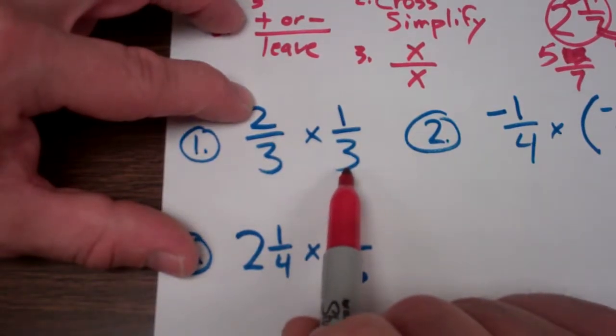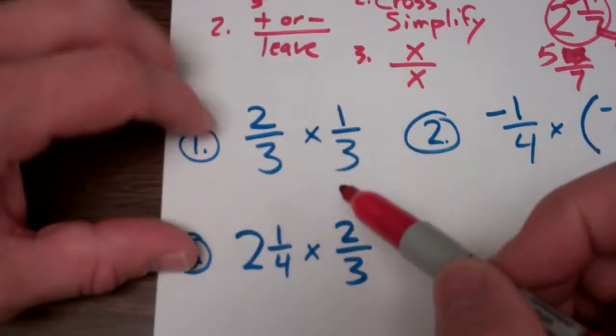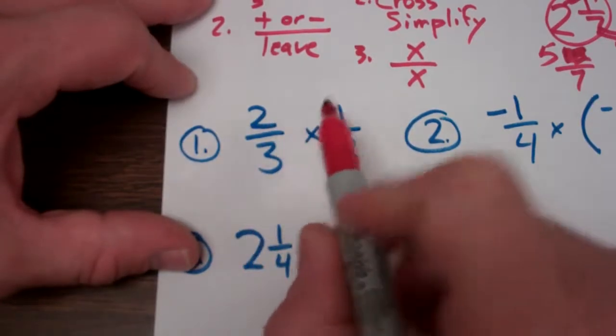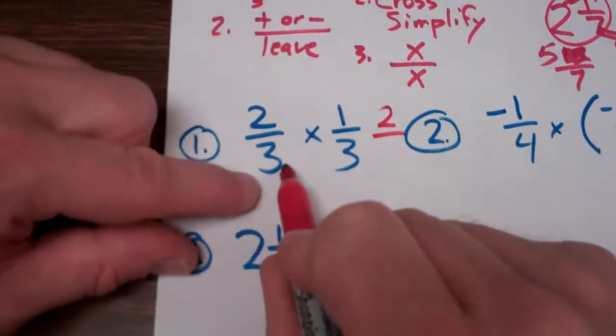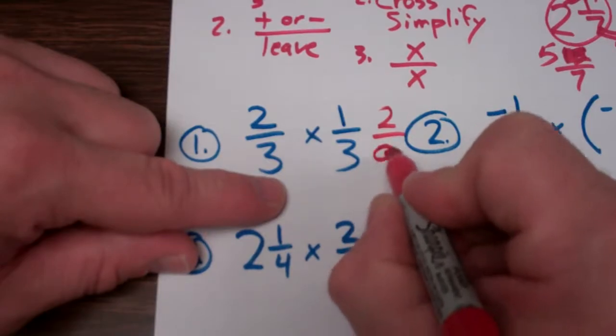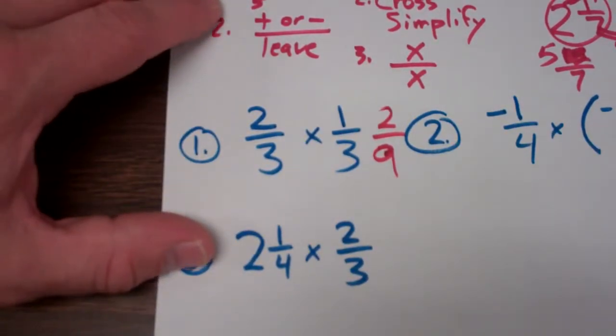2 and 3, nothing goes into them. 3 and 1, nothing goes into them. So I'm ready to multiply the tops. 2 times 1 is 2. 3 times 3 is 9, and I have 2/9, my answer.